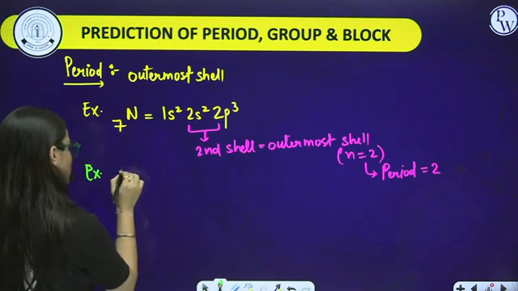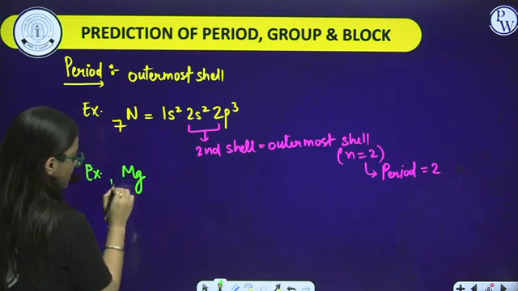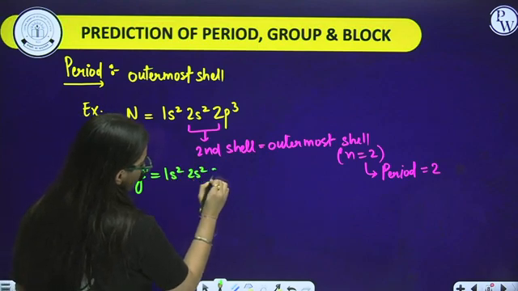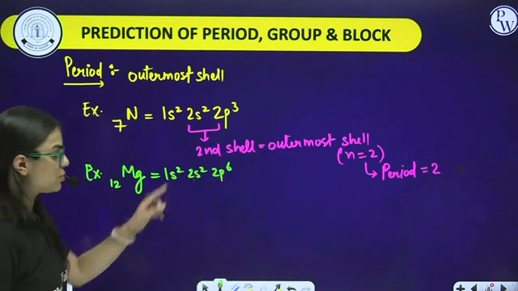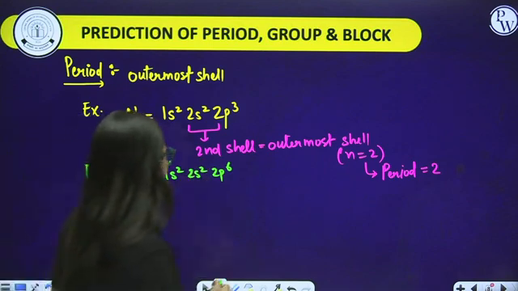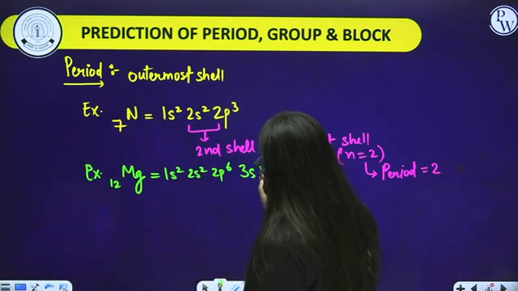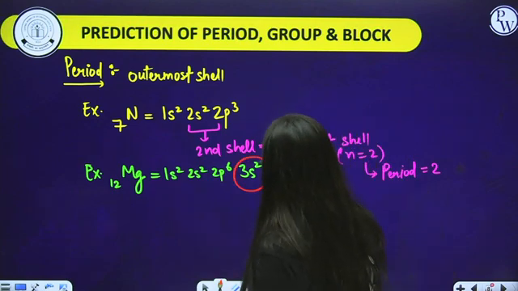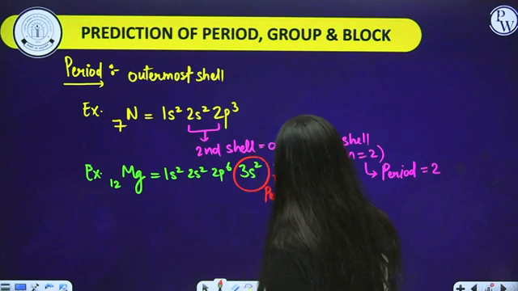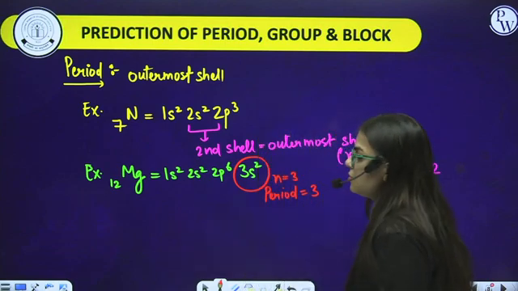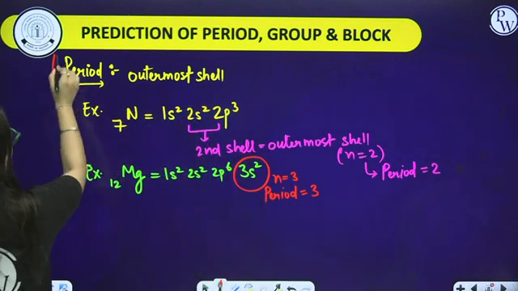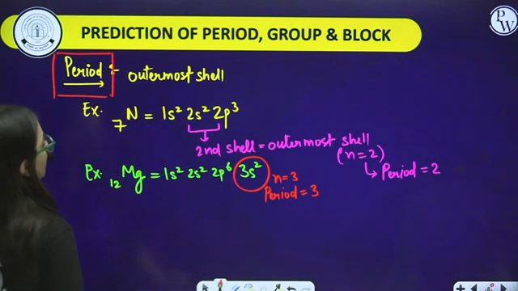In the similar way, let us take few more examples. Let us consider magnesium. Magnesium has atomic number 12. So it is going to be 1s2, 2s2, 2p6. How many electrons? 2 plus 2, 4. 4 plus 6 is 10. 3s2, 12. So here outermost shell is your third shell. So n here is 3. That means period here comes out to be 3. Is it clear? So by this way, you can identify about period.